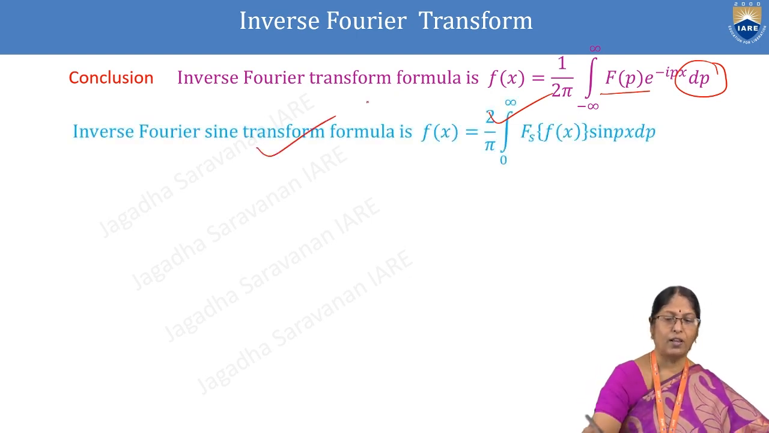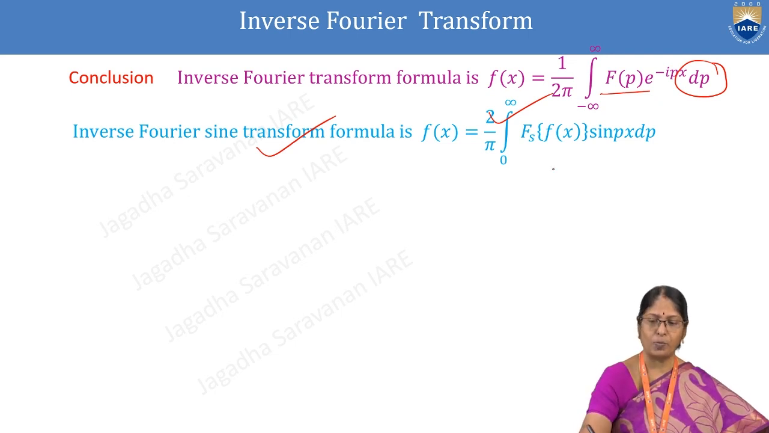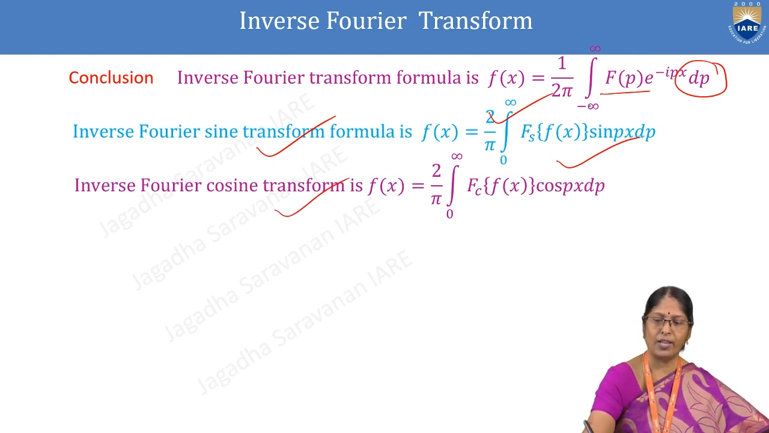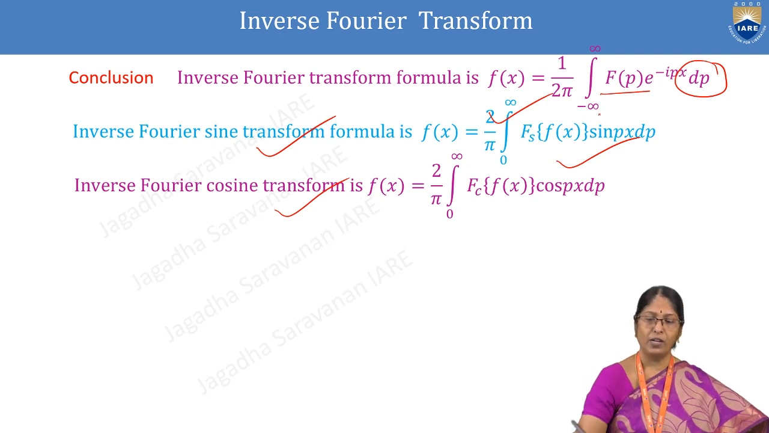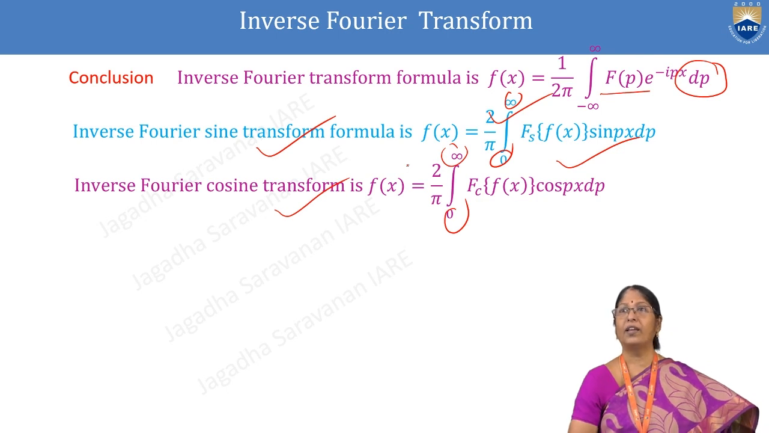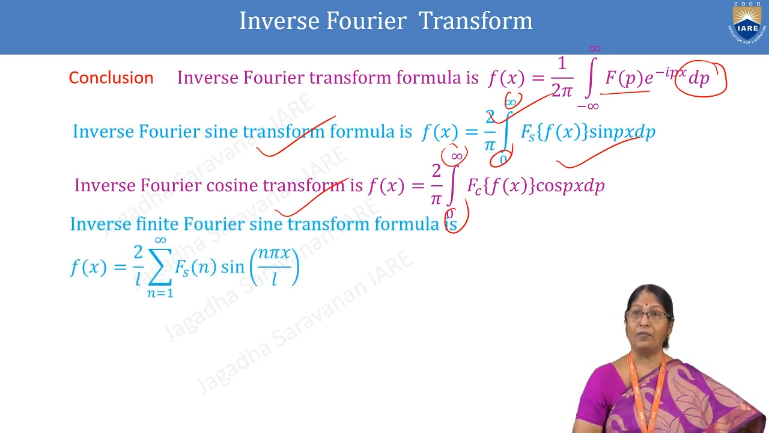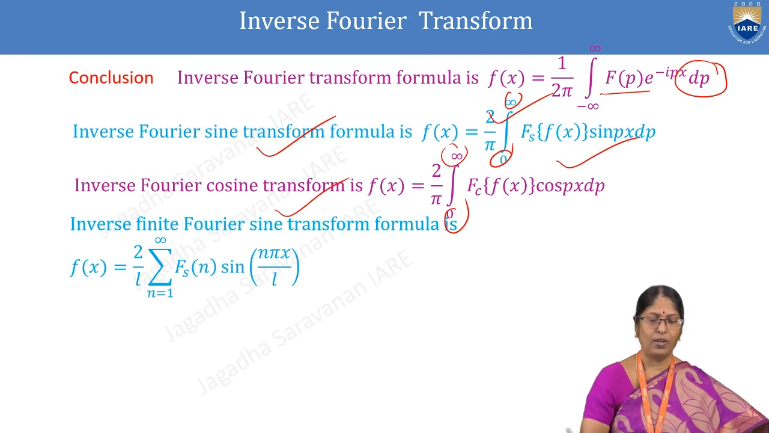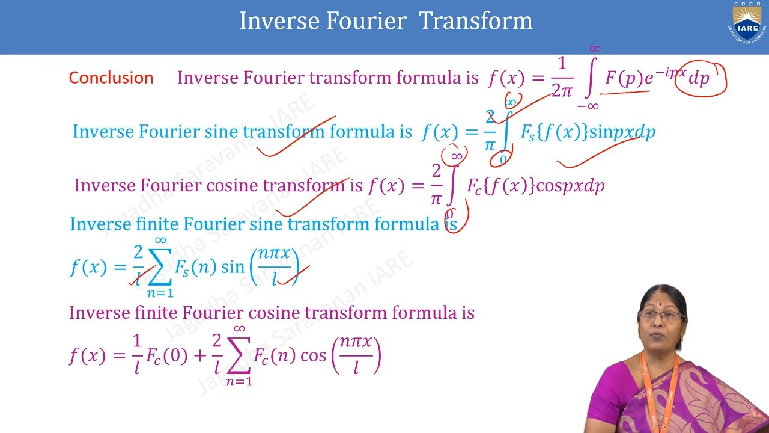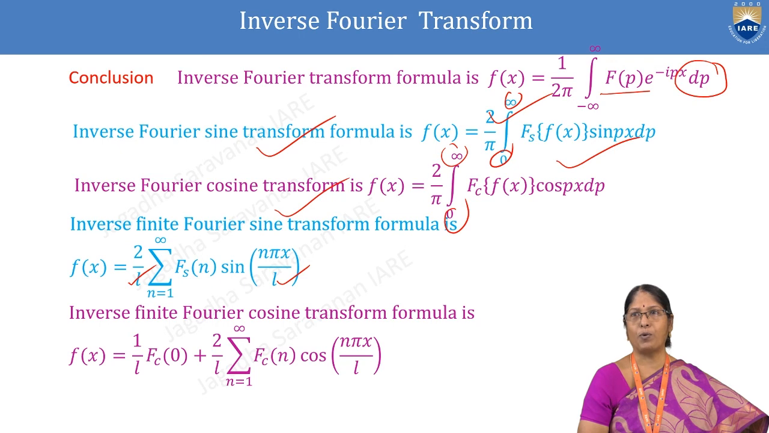And the inverse Fourier sine transform formula also we discussed, and the inverse Fourier cosine transform formula. All these formulas, minus infinity to infinity, 0 to infinity, again 0 to infinity, come under infinite. And we discussed finite also, where L is dominating. The inverse finite Fourier cosine transform also we discussed, and different types of problems also we did.